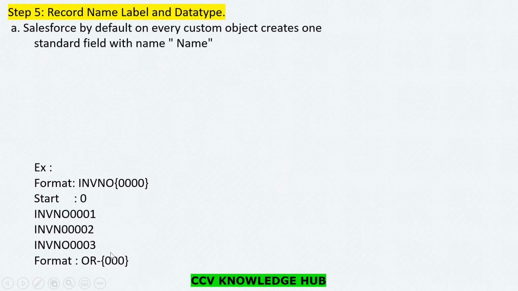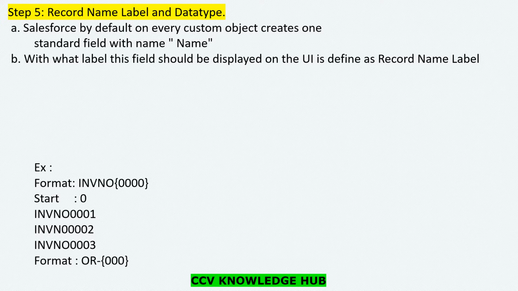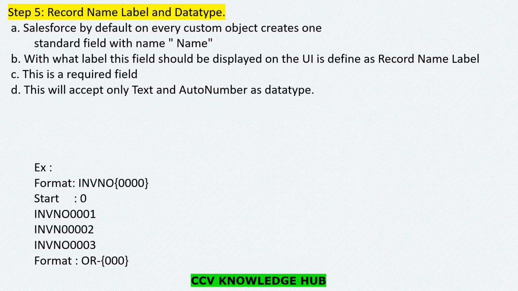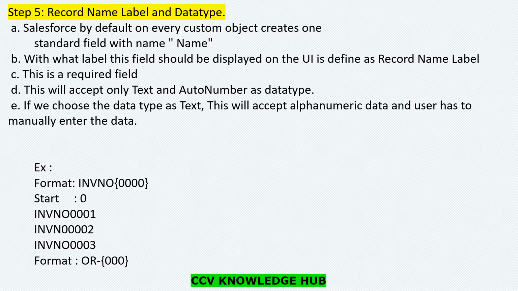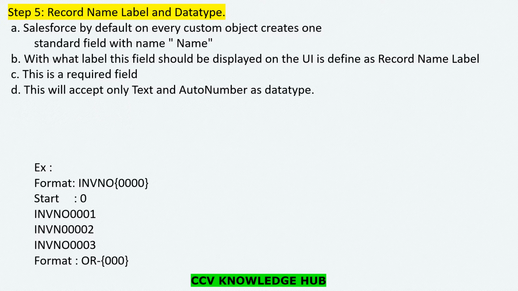Next, record name, label and data types. Here we will select default. Every custom object creates one standard field with Name. With what label this field should be displayed on the UI is defined as the record name label. This is a required, mandatory field. It will accept only text and auto number as data type. If we choose the data type as text, it will accept alphanumeric data, and the user has to manually enter the data.